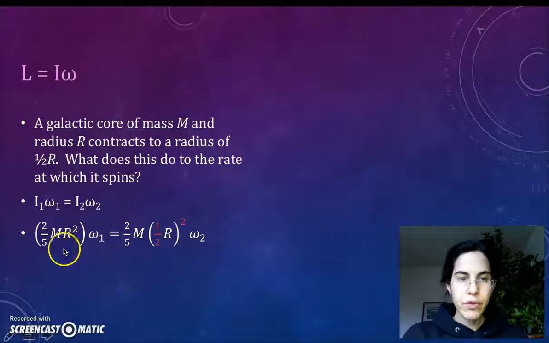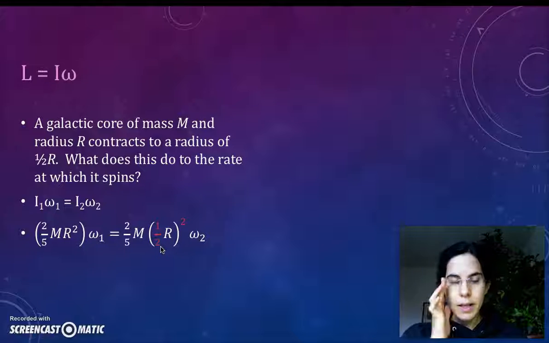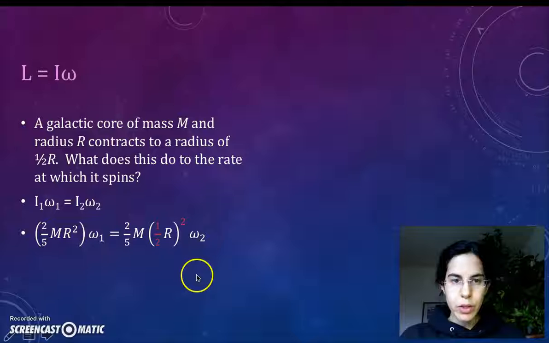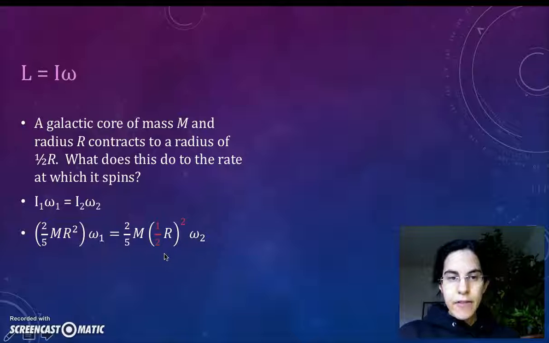Looked it up? 2/5 m r squared? There it is, 2/5 m r squared, or 2/5 m (r/2) squared. Watch those parentheses. If you got the wrong answer or you didn't use parentheses, you're going to get the wrong answer. Put those parentheses in and fix your work. Square it. See what cancels and what's left. Press play to check your work when you're done.